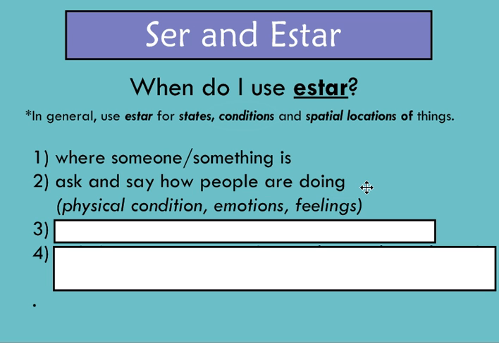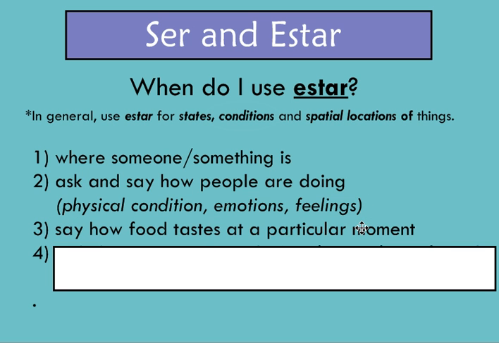So, for example, siempre eres guapa, pero estás guapísima hoy. You also use it to talk about how food tastes at a particular moment. So you can compliment your mom's cooking this evening at dinner. Mamá, la cena está deliciosa. So this particular dinner is just delicious.